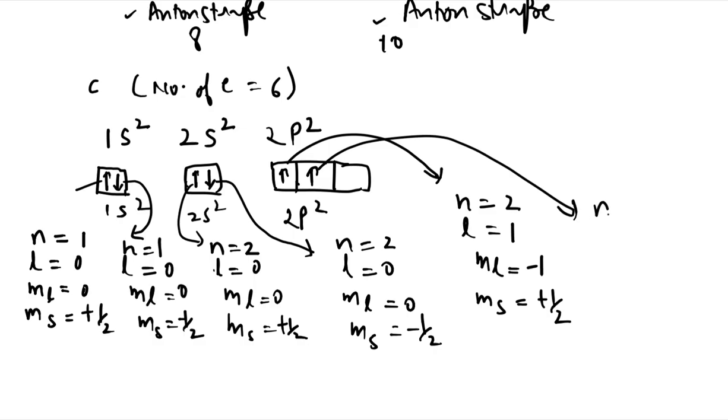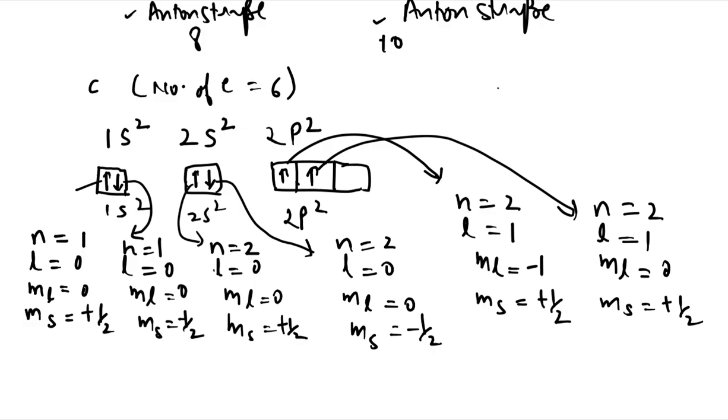So in this case, n is 2, l is 1, ml in this particular case will be 0, and ms again you can see is plus half, because we have the up spin, right? So you can easily see that since carbon has 6 electrons, all 6 electrons have a different set of 4 quantum numbers. This is what the Pauli exclusion principle says in a particular atom.